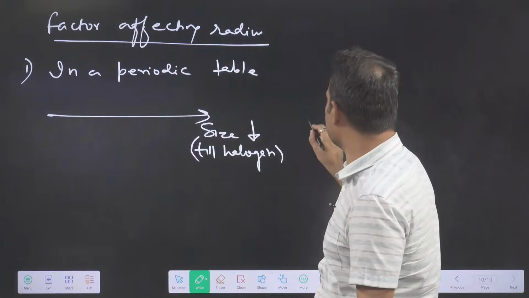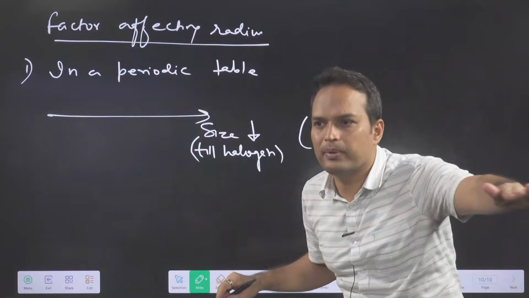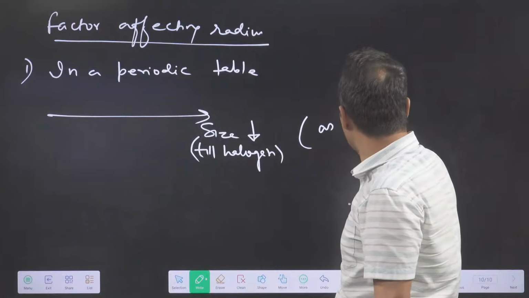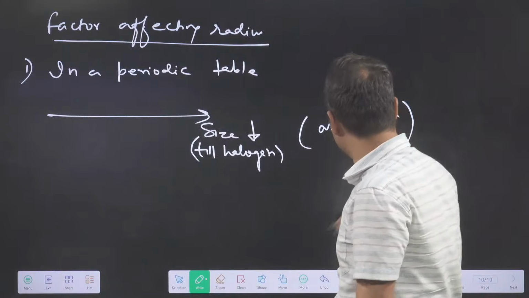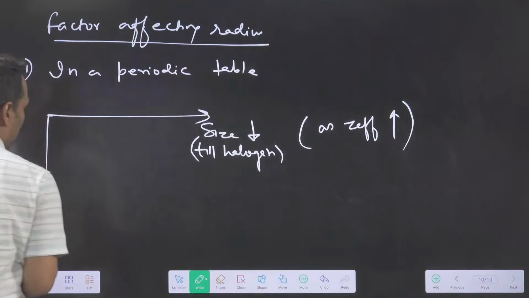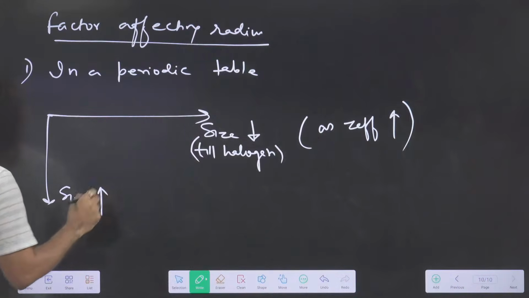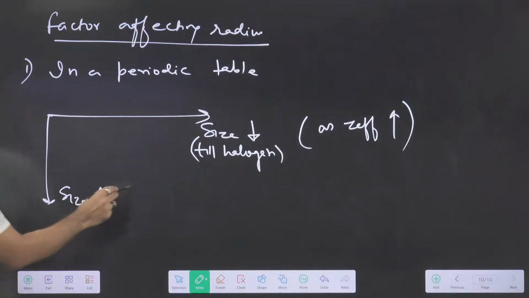Acha, what reason can you say? Reason is simple, as Z effective increases. Acha, what will happen down the group? Down the group you can say size increases. Last class I have told you, as extra shell added.